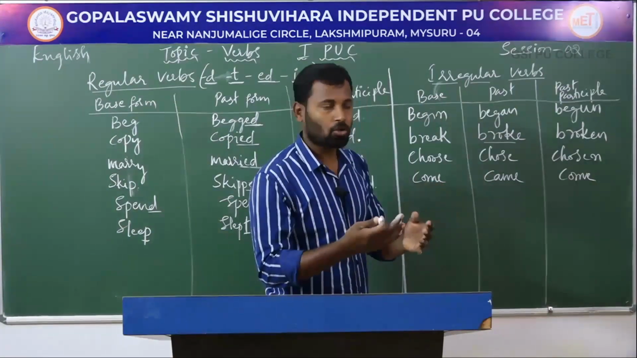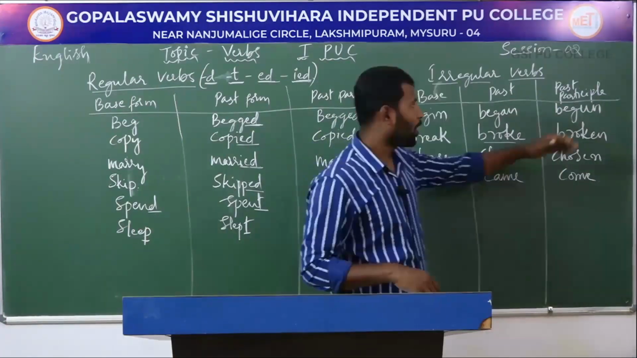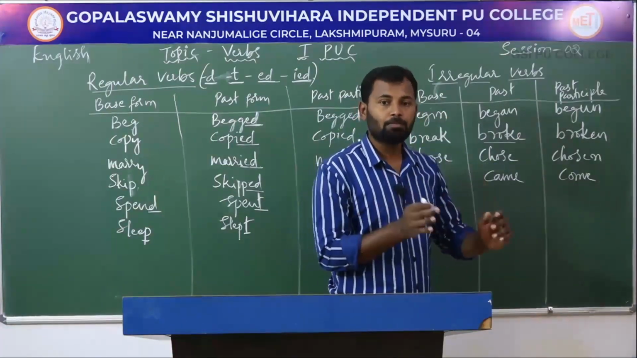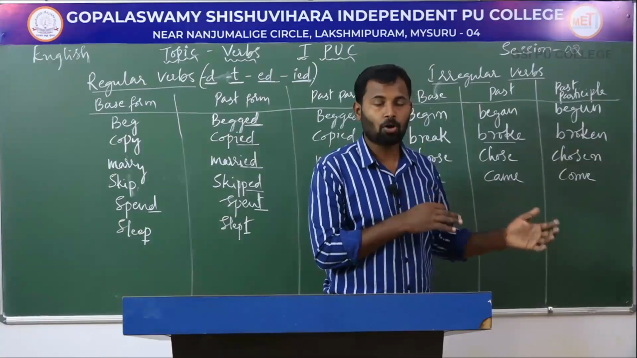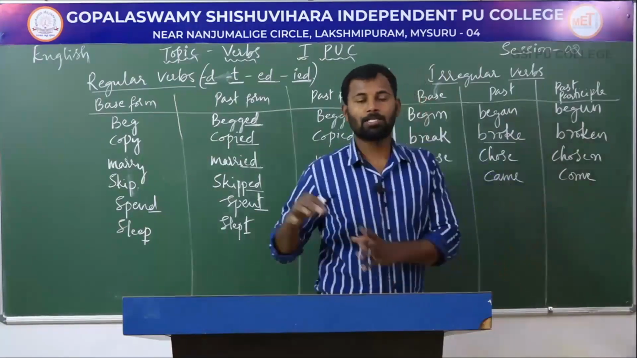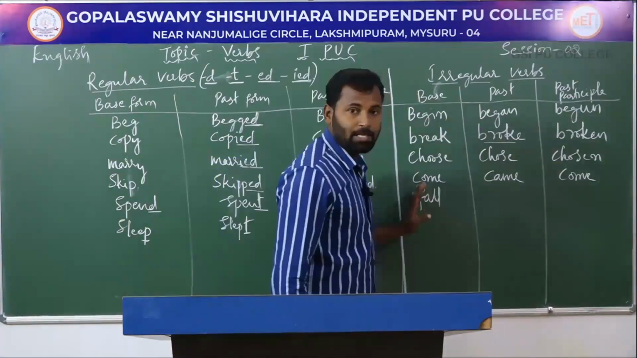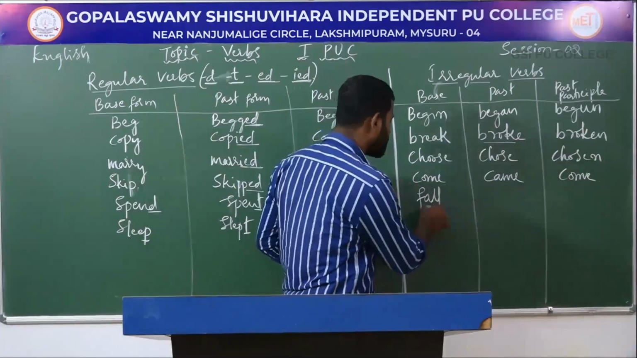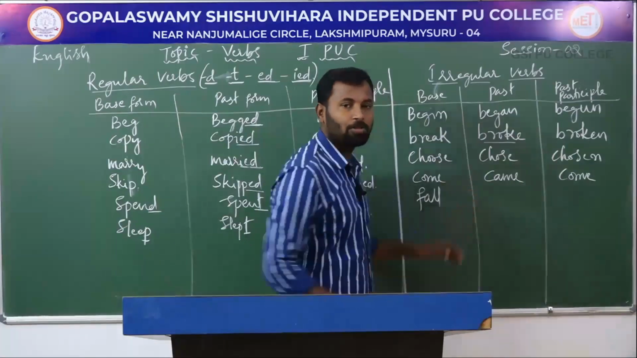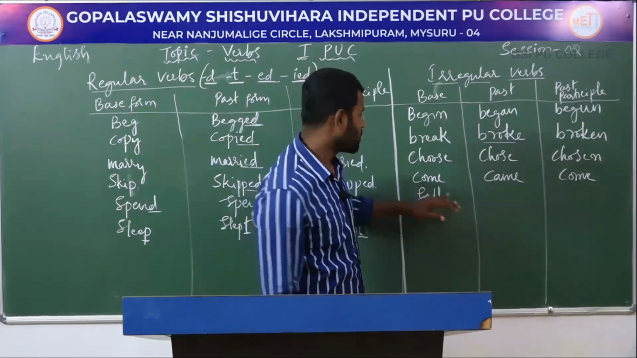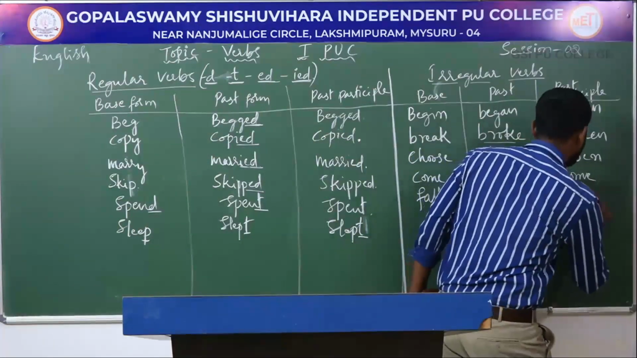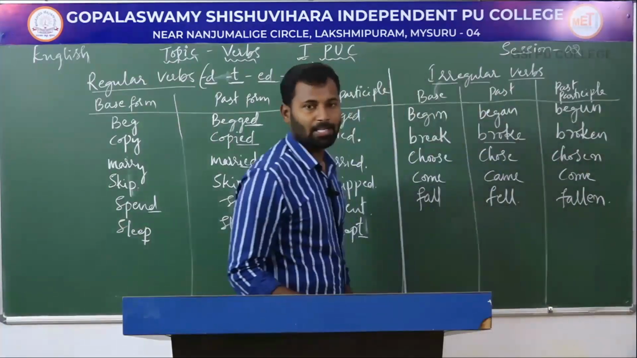If you say I come to college in the present tense, in the past tense it is I came to college, whereas in the present perfect or the past perfect it is I have come to college. This is I have come to college, in the present perfect tense, whereas I had come to college is in past perfect tense. Next is fall. Again, while using this particular verb, many of us will say falled. So we just add ed to this verb, but it is a wrong usage. Fall, it is fell in the past tense and fallen in the past participle.